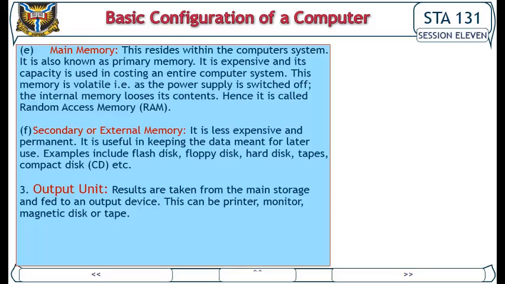It is useful in keeping the data meant for later use. Examples include flash disk, floppy disk, hard disk, tapes, compact disc, CD, etc. 3. Output unit. Results are taken from the main storage and fed to an output device. This can be printer, monitor, magnetic disk, or tape.